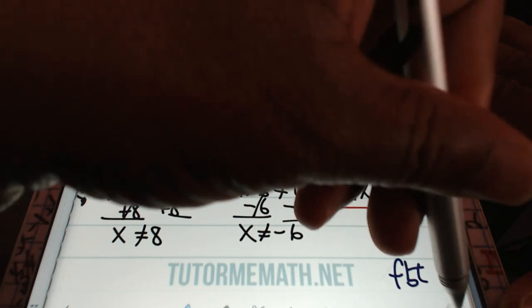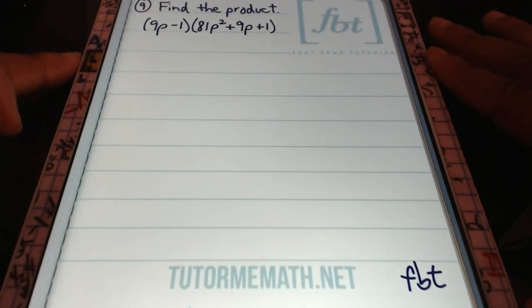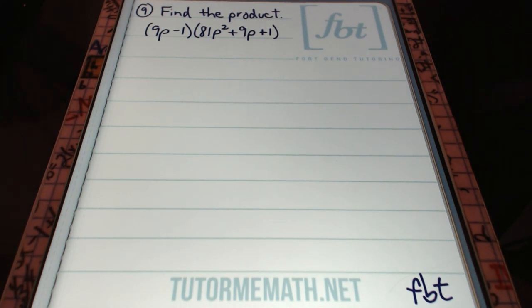All right. Let's move on to our next problem, guys. That was problem number 8. We're trying to hit as many problems as we can today. In this problem number 9, we're going to find the product: 9p minus 1 times 81p squared plus 9p plus 1. Here we have a binomial, meaning two terms, times a trinomial, meaning three terms.